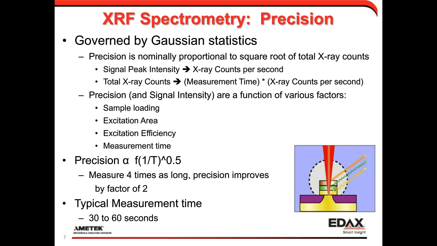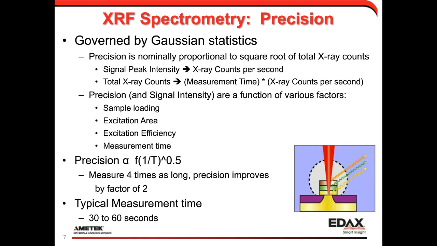We may select one over another for certain applications to improve the excitation efficiency and measurement time. The longer we measure for, the more counts we have in the spectrum, the better precision we have. As a function of measurement time, precision is the square root of the reciprocal of time.